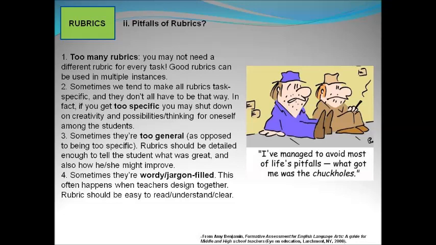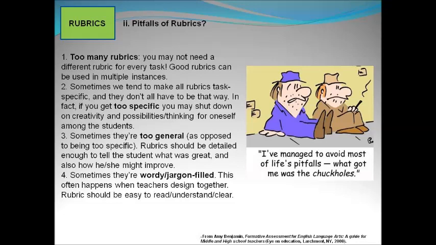Pitfalls of rubrics. Sometimes you just have too many of them, honestly. You may not need a different rubric for every task. Good rubrics can be used in multiple instances, right? So that one we just looked at: you're writing an essay in grade 9, or you're having the kids craft a narrative or a short story. Keep it general, and then it can be used in all of them, and the kids get used to the sorts of criteria you're looking for. A nice general rubric can be just as good versus something that's very specific.